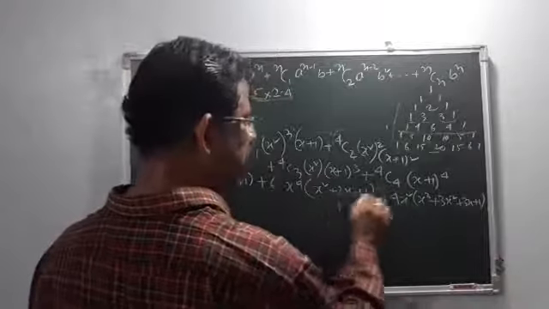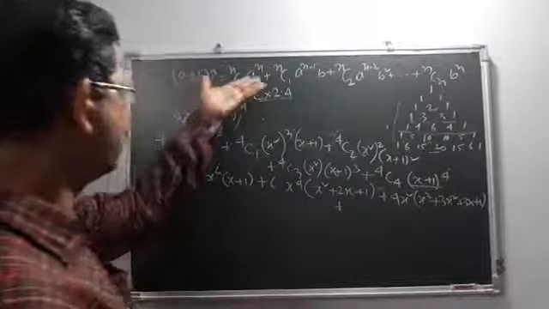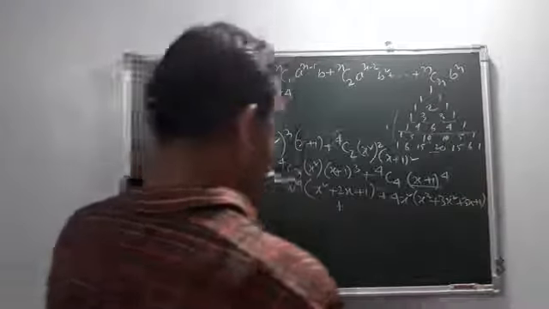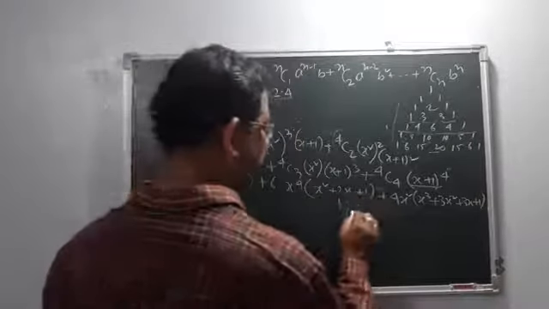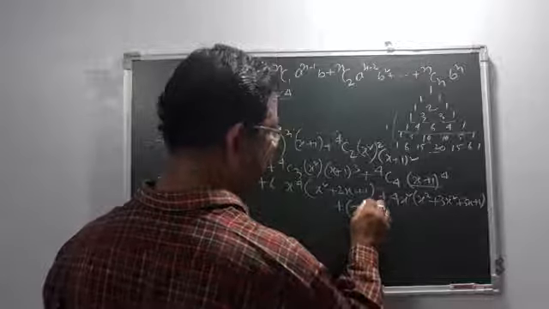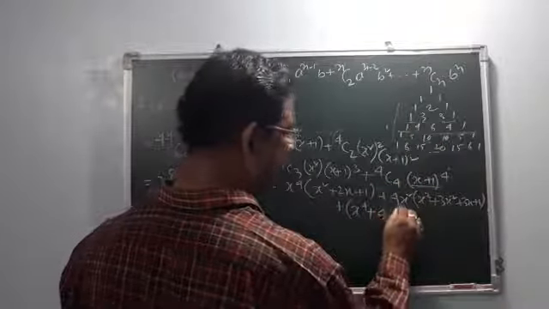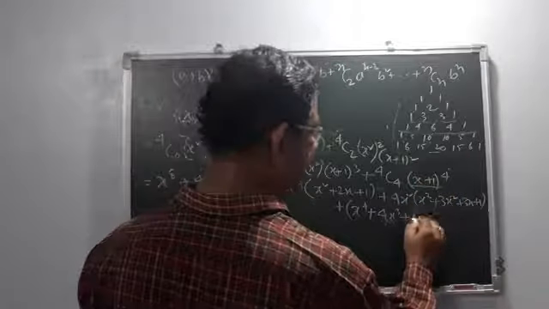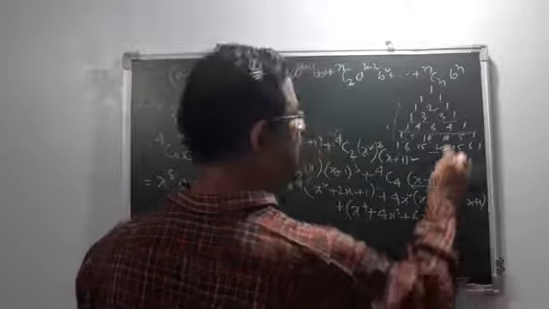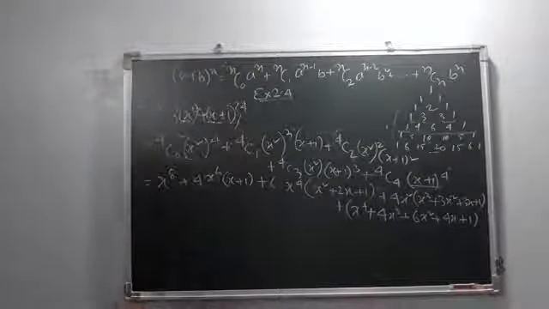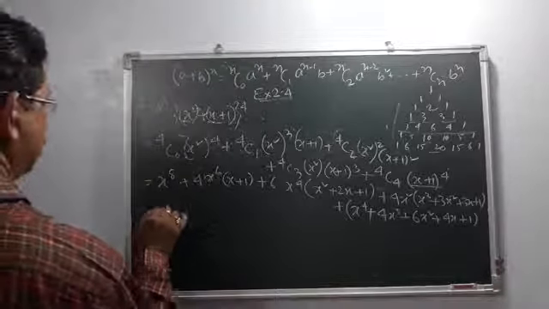4C4 is 1, this one, yes. According to this value we can write, and we get that value as x to the power 4, then 4x cube, 6x square, 4x plus 1. So this is our total term. Now we have to merge all these things.